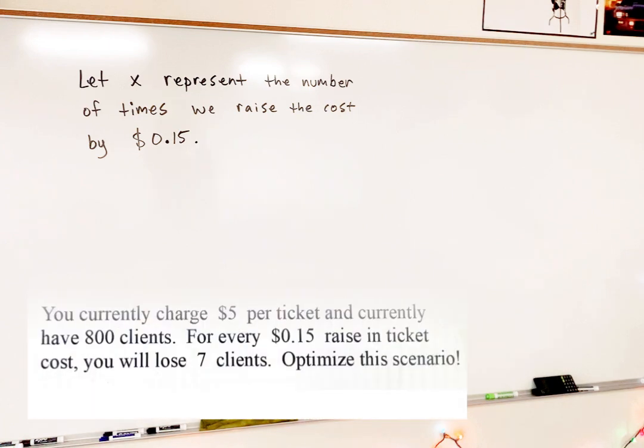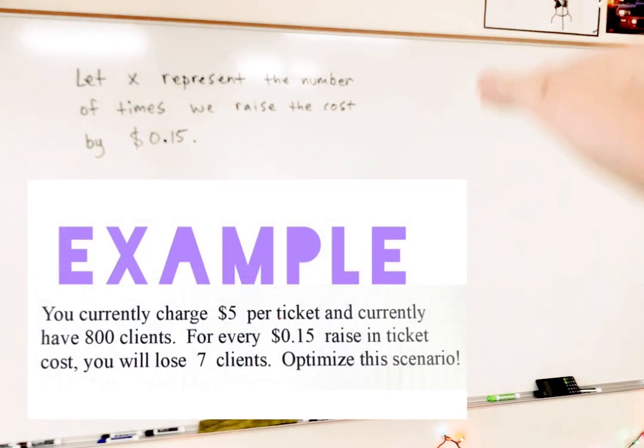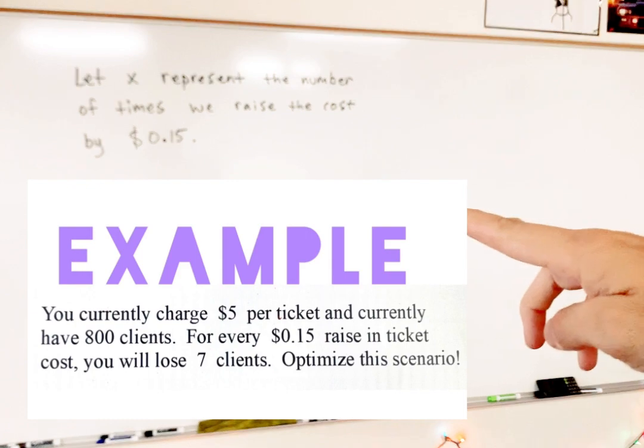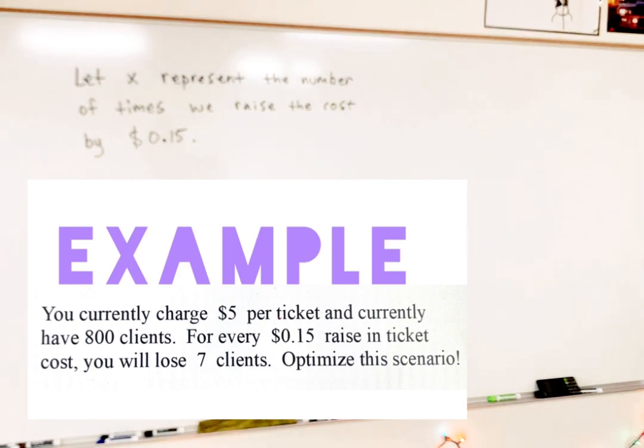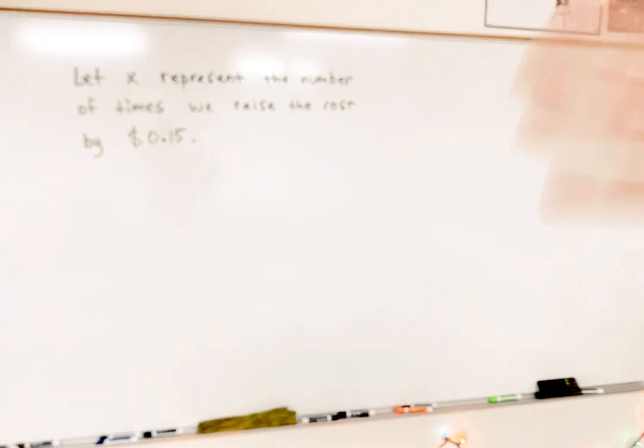So why don't we let X represent the number of times that we raise the price by 15 cents. So every time you lift it, 15 cents every time. Now, why don't we create one equation that controls ticket cost and another equation that controls the number of people.